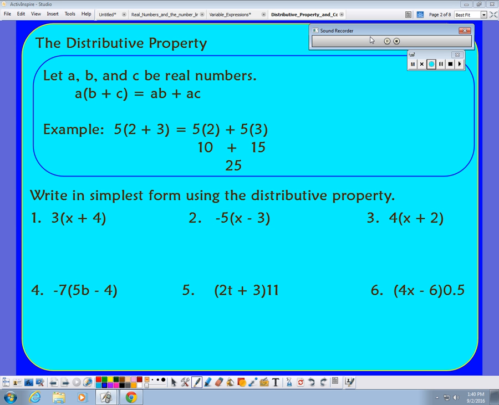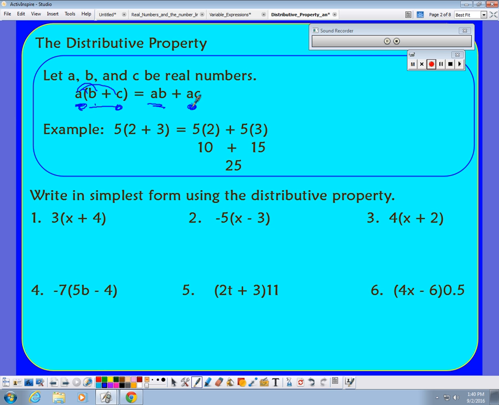So what does the distributive property say? It says, if A, B, and C are real numbers, and A times the sum of B and C is given, then that is also equal to A times B plus A times C. To distribute, I like to draw arrows, A to the B and A to the C, to remind me that A times B is AB, and A times C is AC.